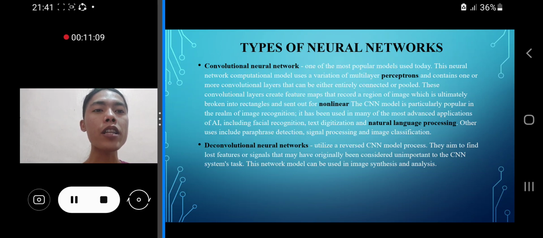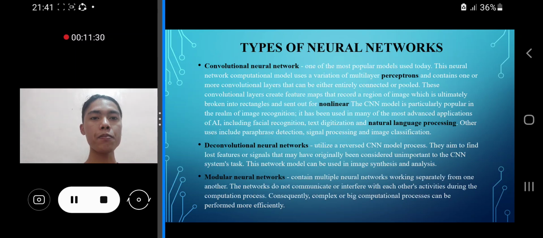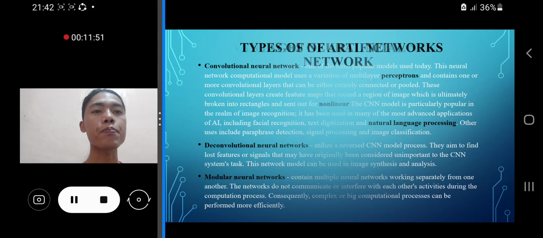The deconvolutional neural networks utilize a reverse CNN model process. They aim to find lost features or signals that may have originally been considered unimportant to the CNN system's task. This network model can be used in image synthesis and analysis. And the last one is modular neural networks. They contain multiple neural networks working separately from one another. The networks do not communicate or interfere with each other's activities during the computation process. Consequently, complex or big computational processes can be performed more efficiently.